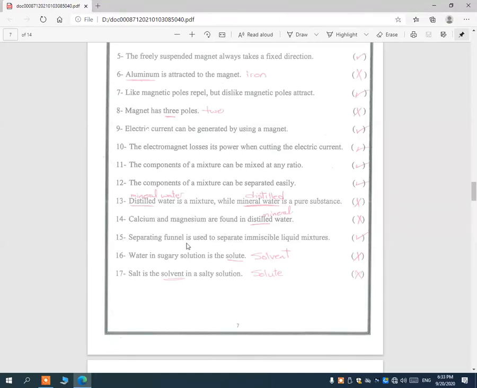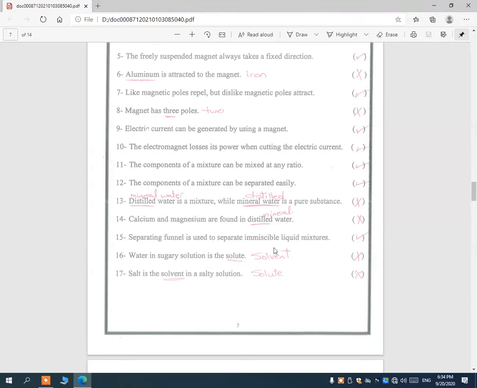Number 15: A separating funnel is used to separate immiscible liquid mixtures. Yes, it separates immiscible liquids, which means oil and water. They are not dissolved in each other, they are immiscible, so they are separated by the separating funnel. True.